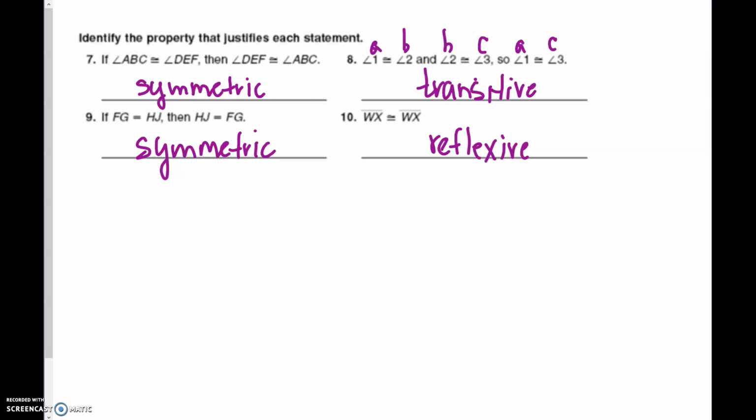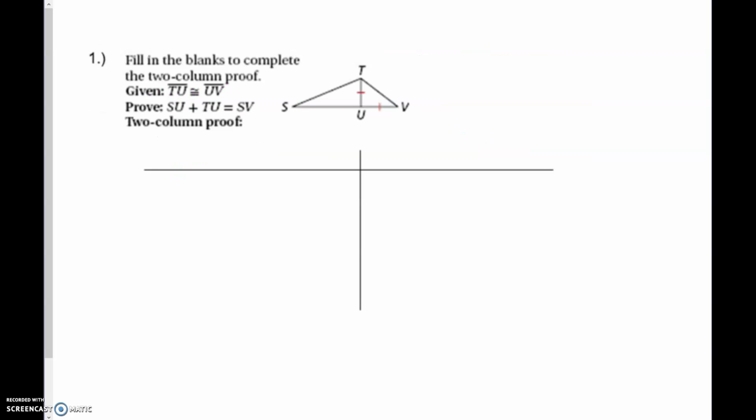All right, on the other side of your worksheet should be a couple proofs. So this is totally writing the proof from scratch. So we're going to make sure that we write statement and we write reason in here. And this is called a two-column proof. Statement and reason, and remember we number these.